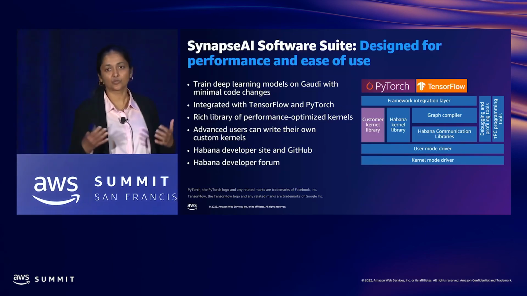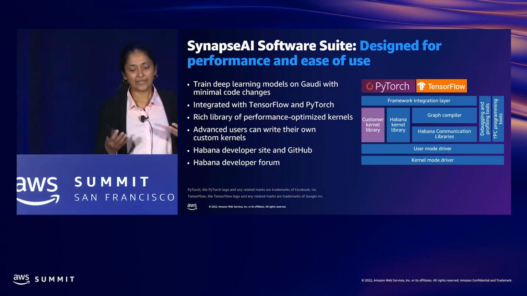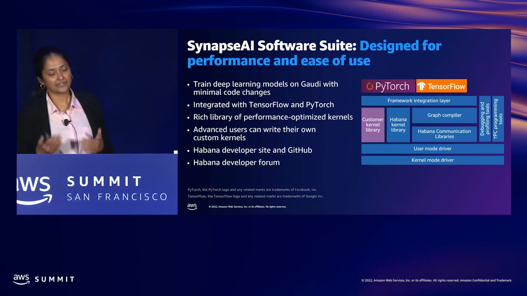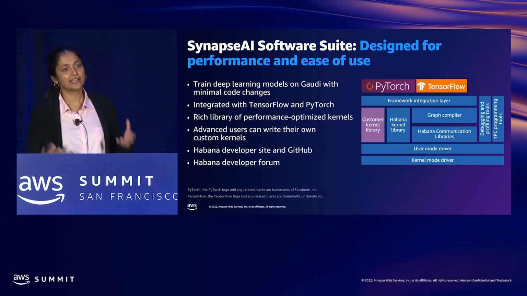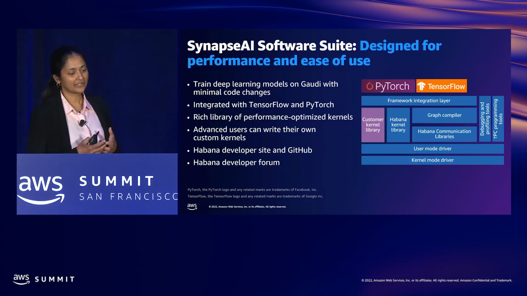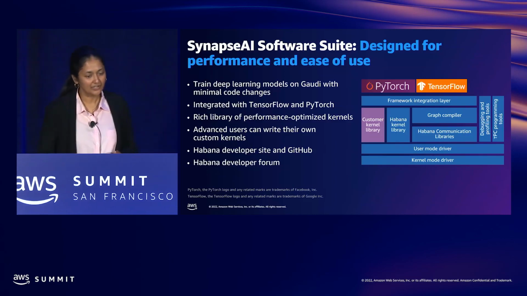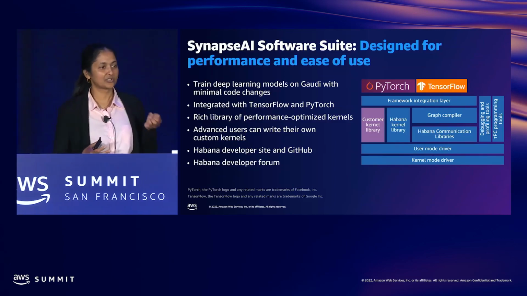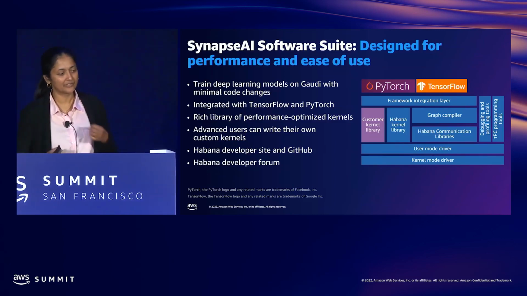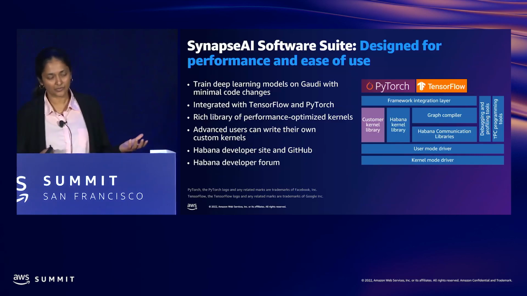SynapseAI does a lot of the work under the hood. It'll basically use the graph compiler and the communication libraries to take the subgraph and then build out the performance optimized recipe to execute on the Gaudi devices. We have a very rich performance optimized kernel library that the Habana team supplies as part of the software suite.